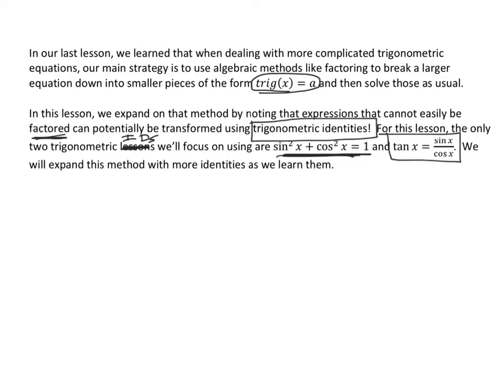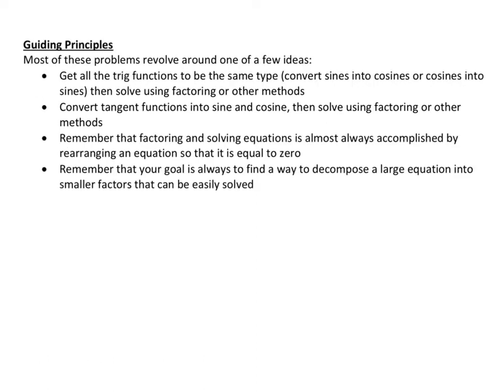So for now, it's going to be those two identities, and we're really going to use them to transform equations, kind of like what we did in the proving lesson, but not quite as strong as that. And we're going to use that to rewrite things into expressions that can be factored so that we can solve them. And before we get into our handful of examples, I want to give us some guiding principles, some ideas of what we're going to be trying to do.